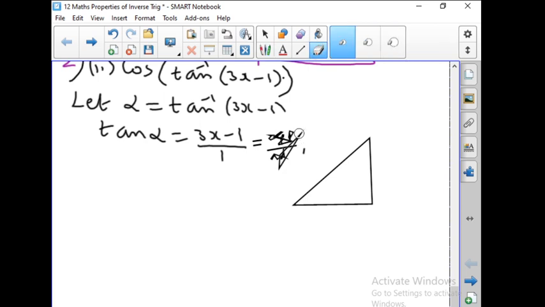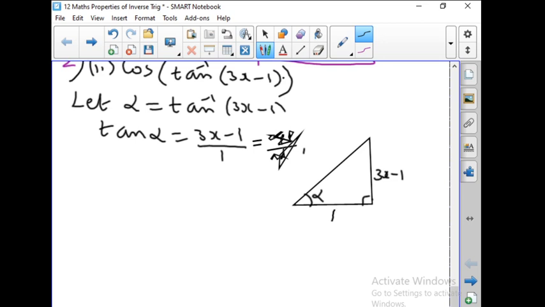Okay, we will move this. So, what is it? Opposite by adjacent. Here this is 90 degree, and this we take as alpha. Which is the opposite? This is the opposite, 3x minus 1, and this is adjacent.